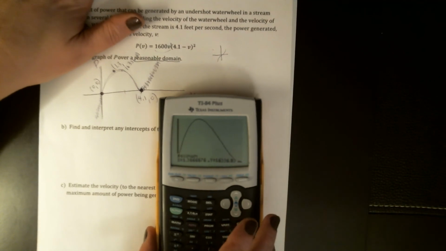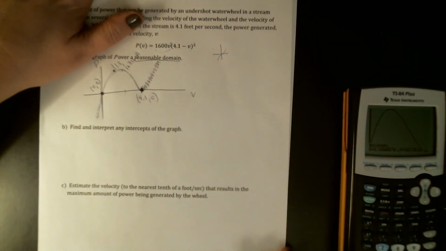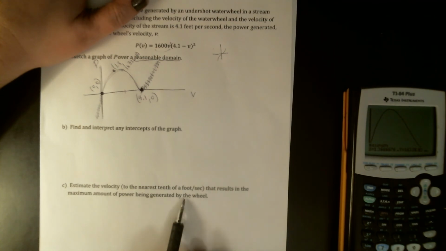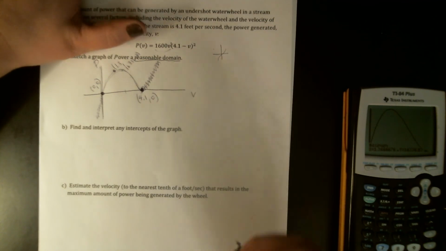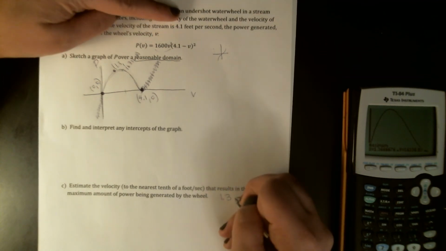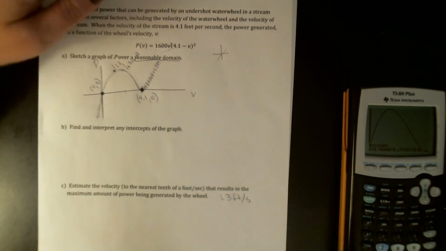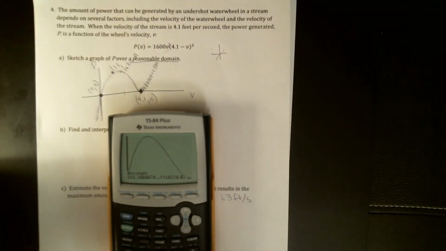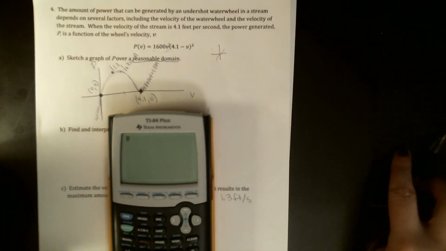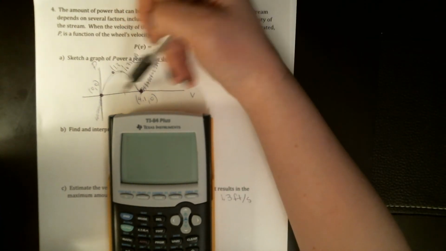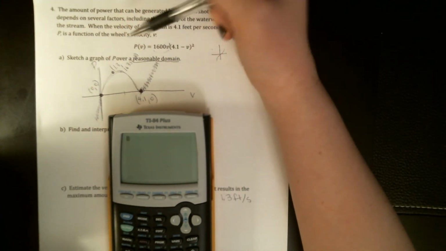So let's look at what the question was actually asking. This said, estimate the velocity to the nearest tenth of a foot per second that results in the maximum amount of power being generated. So velocity of 1.3, what were my units here? Feet per second. So if you don't have a graphing calculator, you're just going to have to go with whatever calculator you have, and you're going to have to do a little trial and error. We know it's somewhere between 0 and 4.1, so you could start plugging in.